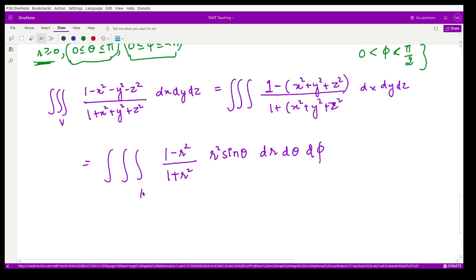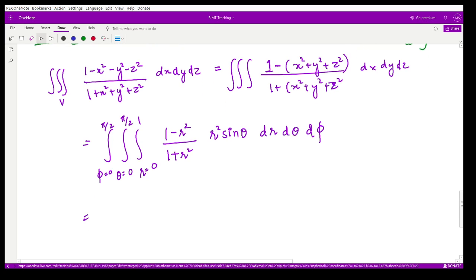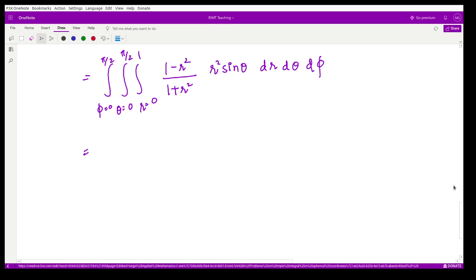So that means you will first write the limits for r, they are from 0 to 1. The limits for theta are from 0 to pi by 2, and the limits for phi are from 0 to pi by 2. Now again, all the limits are constant, so it would not matter which limit you solve first. So it is up to you how you want to solve this particular thing.